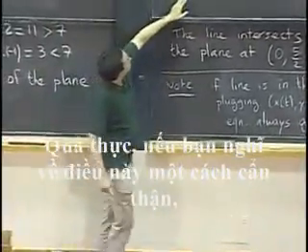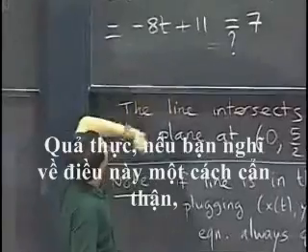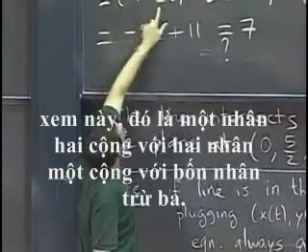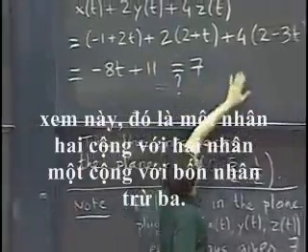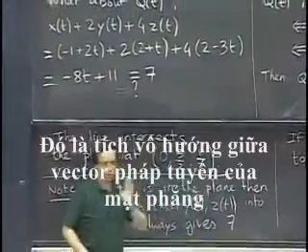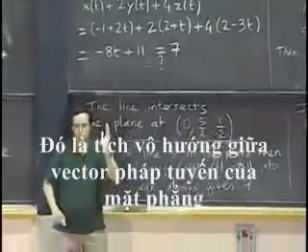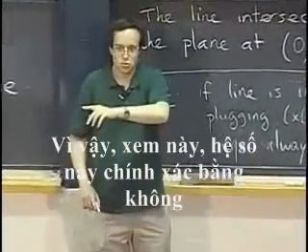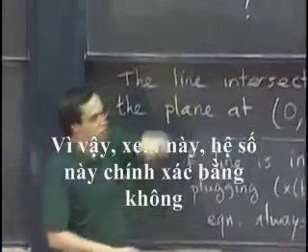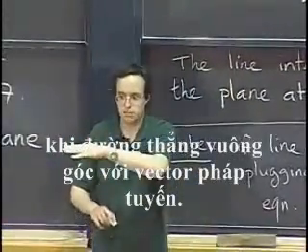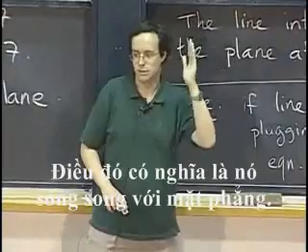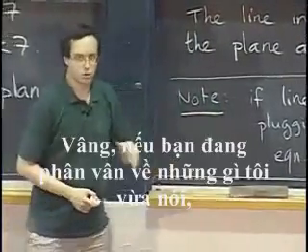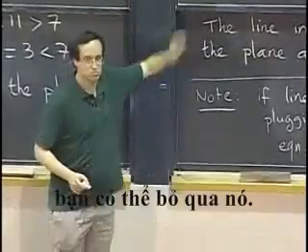In fact, if you think this through carefully, the coefficient of t that you get here, c, it's 1 times 2 plus 2 times 1 plus 4 times minus 3. It's the dot product between the normal vector of the plane and the vector along the line. So, see, this coefficient becomes 0 exactly when the line is perpendicular to the normal vector. That means it's parallel to the plane. So everything makes sense. Okay, if you're confused about what I just said, you can ignore it.